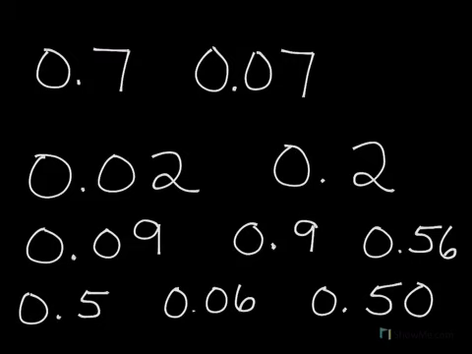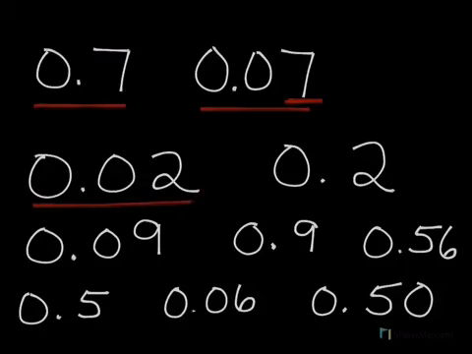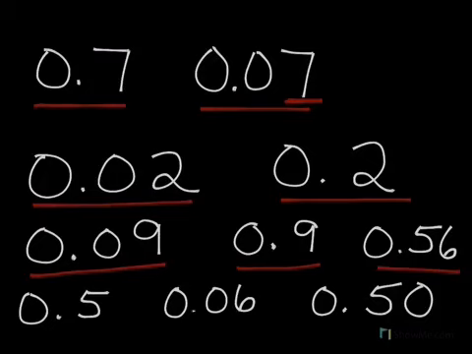Here are some decimals. Let's practice reading them together. So this one is 7/10. This one is 7/100. 2/100, 2/10, 9/100, 9/10, 56/100, 5/10, 6/100, 50/100.